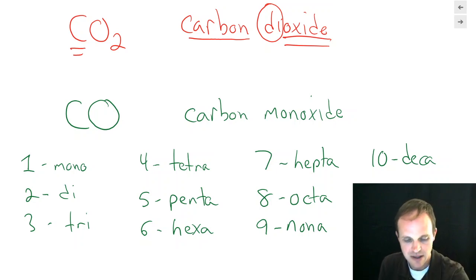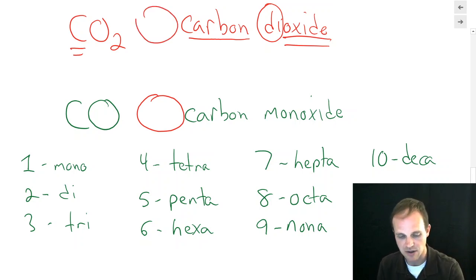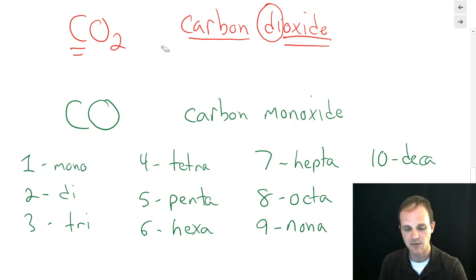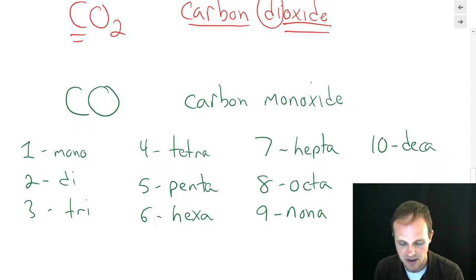Now you'll notice what I didn't put when I was naming this is I didn't say monocarbon monoxide. I didn't say monocarbon dioxide. It turns out when you have 1 of the first kind, you don't have to say, and you shouldn't say, the mono. But if you had more than 1, we would, and you'll see that in just a moment.